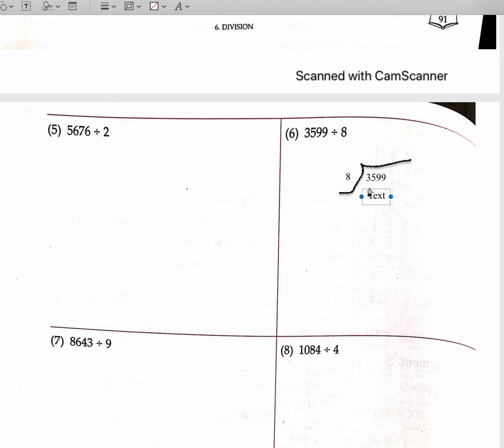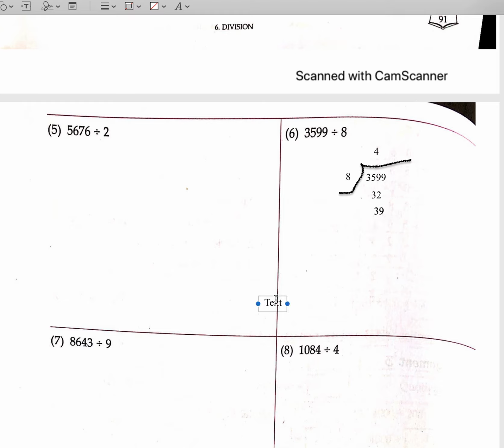So the first number is 35 because 3 is too small. So 35. So when we look at 35, 8 into what is the closest to 35? That would be 4, since 8 fours are 32. Now 5 minus 2 is equal to 3. So we'll write 3 over here. And we'll bring down 9, which is the next digit.